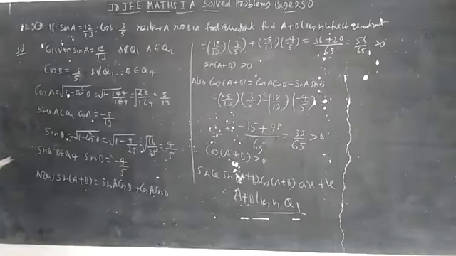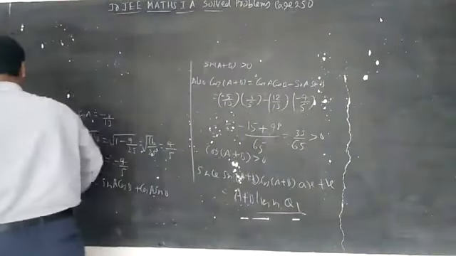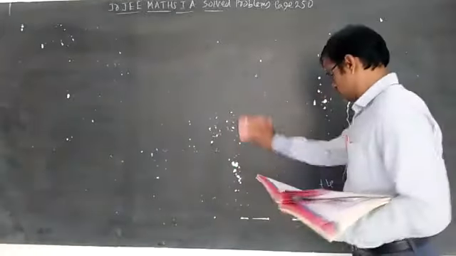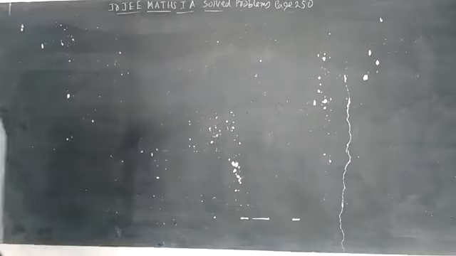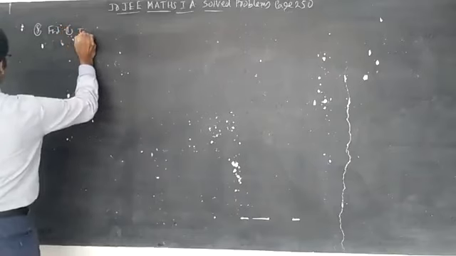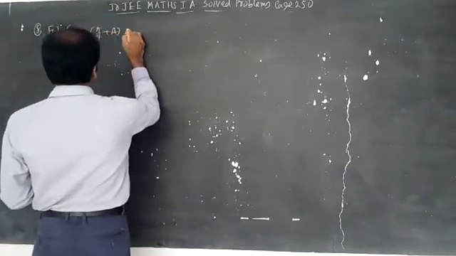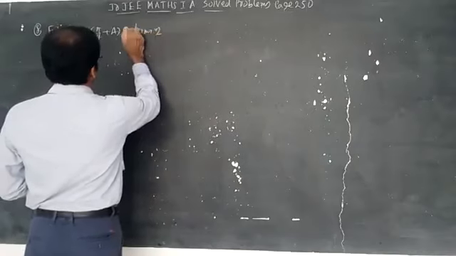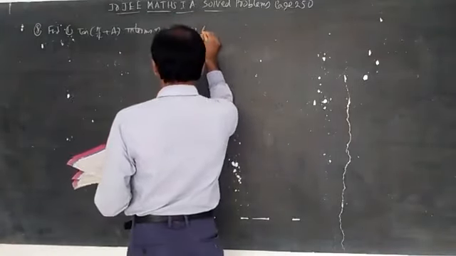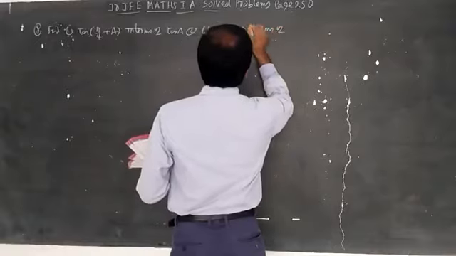Now, 8th question. First one, tan of pi by 4 plus a in terms of tan a. Second one, cot of pi by 4 plus a in terms of cot a.